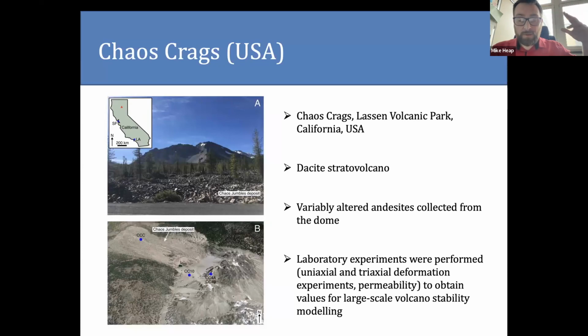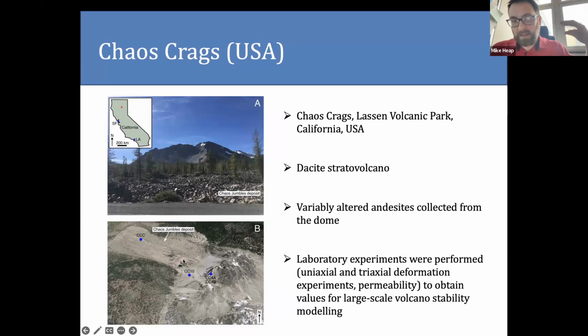The second scenario is this precipitation type scenario, and for this we're going to go to Chaos Crags in America. Again, we went to the volcano, we collected rocks, variably altered, and we performed experiments to have values for our models. This time we also measured the permeability of these materials. So this is the picture of the volcano where the various samples were collected.